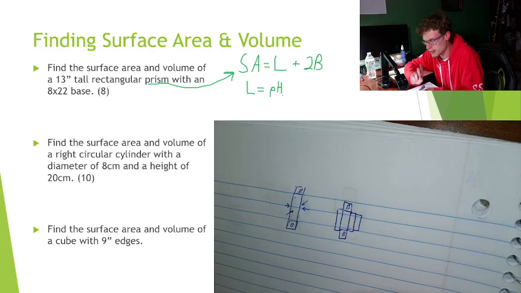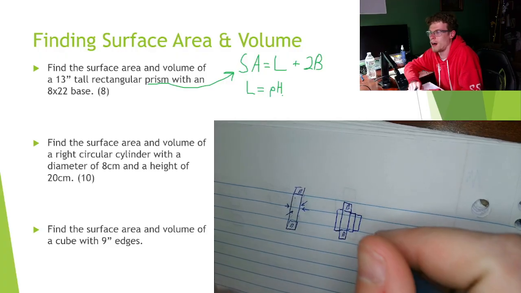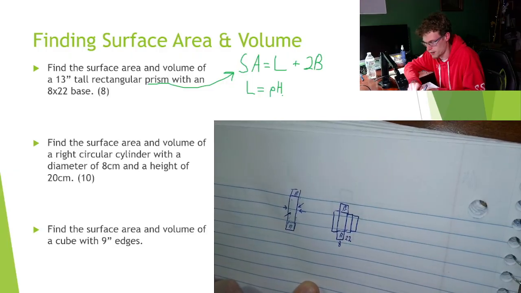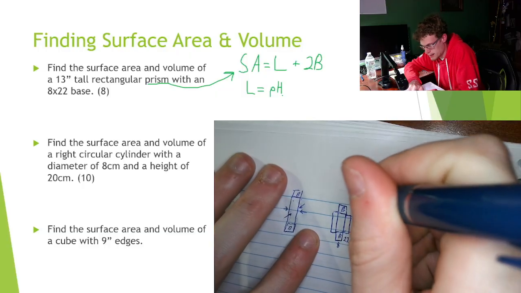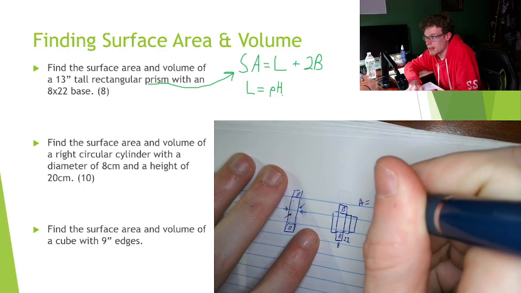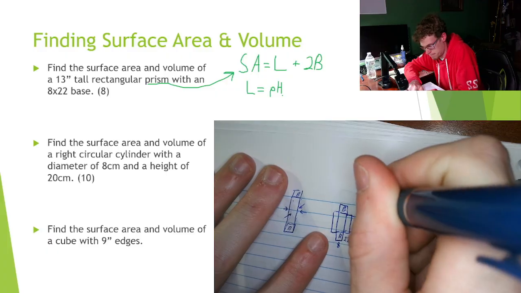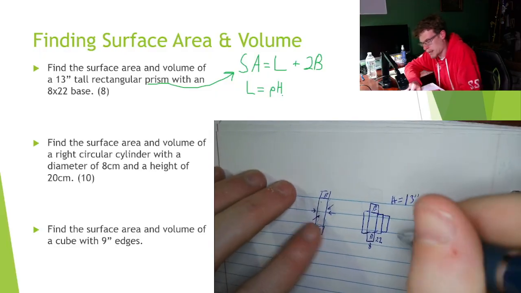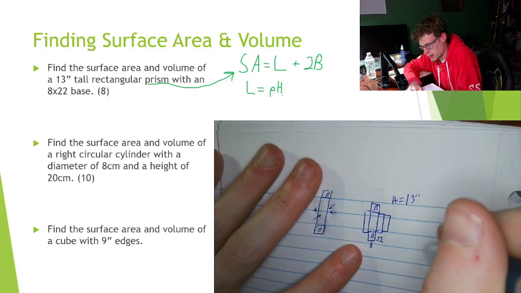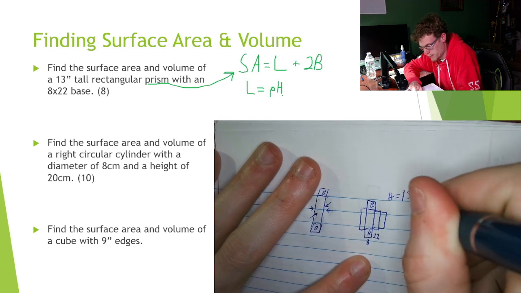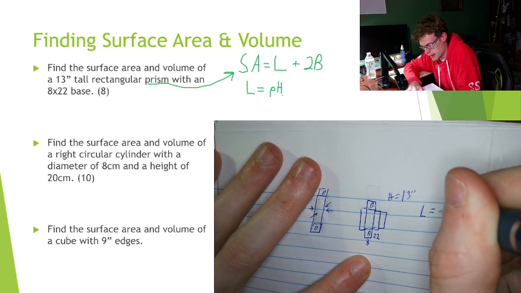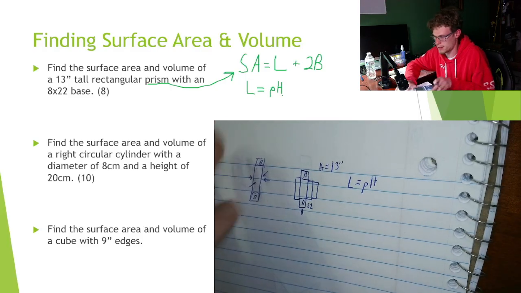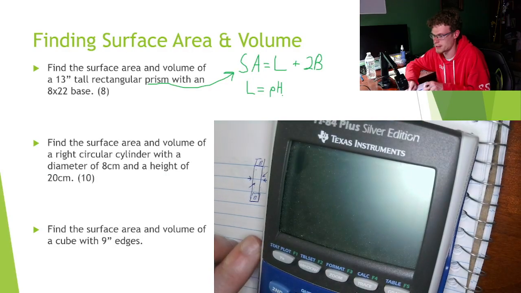So the base of this rectangular prism is 8 by 22, okay? And then the height, which I'm just going to put up here, is 13. Okay? It's 13 inches. So what that means we're going to do is we are going to, first of all, find the area of your lateral faces, okay? That's perimeter times the height. Well, what is the perimeter times the height? Well, first of all, we need to identify the perimeter. Okay, so let's do that real quick.